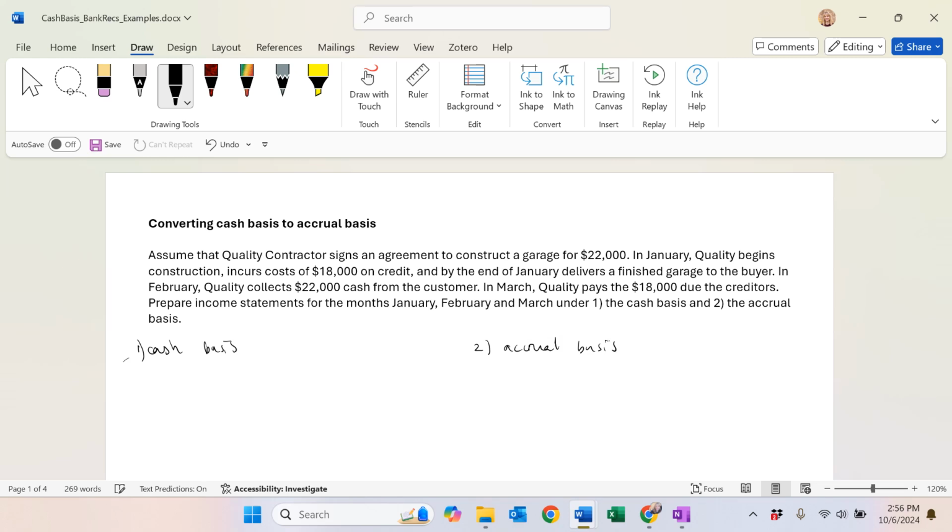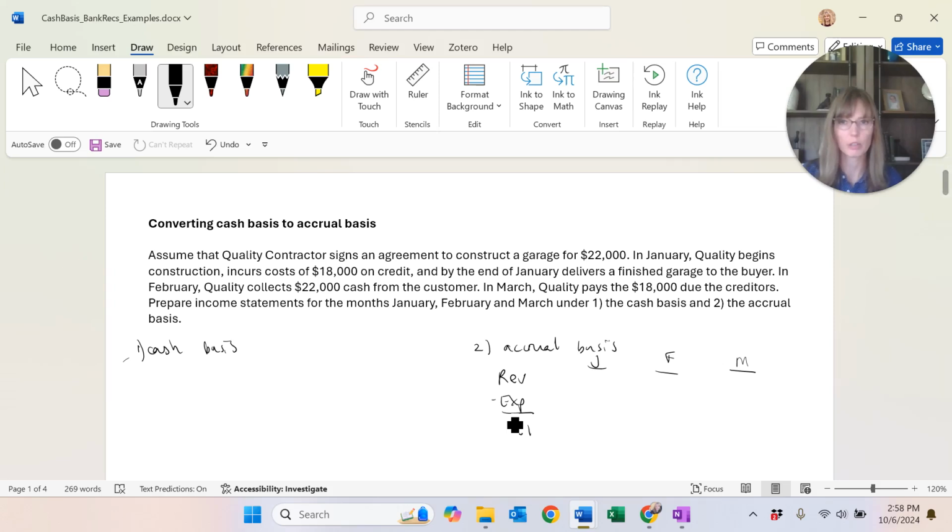Start with the accrual basis. That's what we're used to. So in January, they begin construction. They incur the costs. So we have the expense in January when the cost is incurred. And by the end of January, they deliver the finished product, the garage, to the customer. So we're also going to record the revenue of $22,000. And so we would see net income of $4,000 in January, nothing in February, nothing in March.